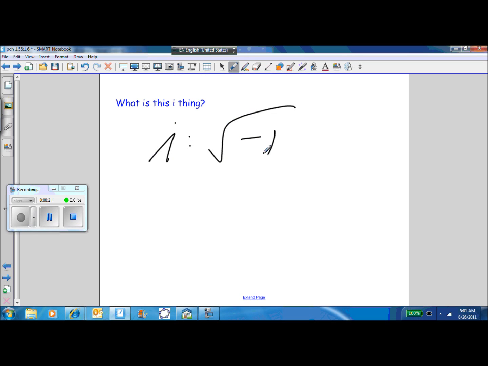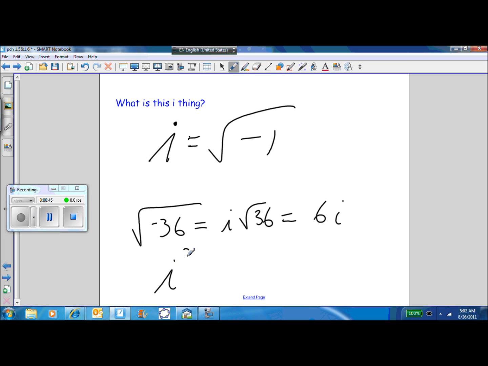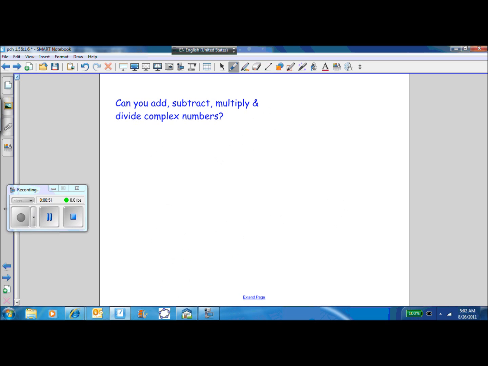i is defined as the square root of -1. In this way, we can actually add solutions to quadratic equations that involve square roots of negative numbers. So the square root of -36 becomes i times the square root of 36, or just plain old 6i. Okay? That's i. And if i is the square root of -1, i squared equals -1.